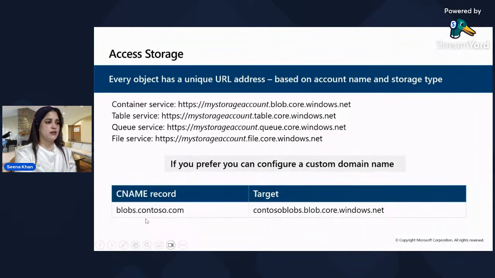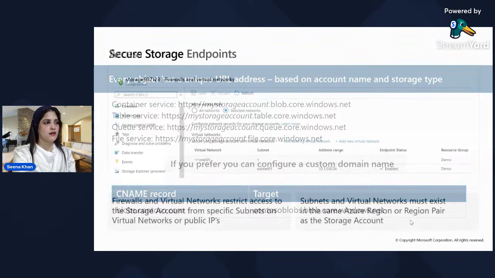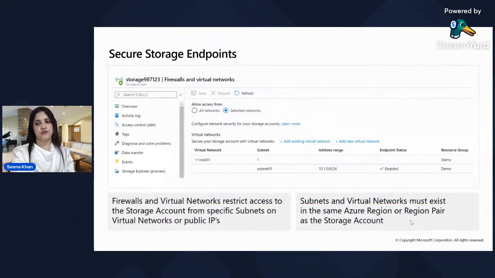So for example, here the CNAME record blobs.contoso.com, you can provide it for the users to access the blob data, and it will map to the actual URL, contosoblobs.blob.core.windows.net. So for that we are using a CNAME record as well.